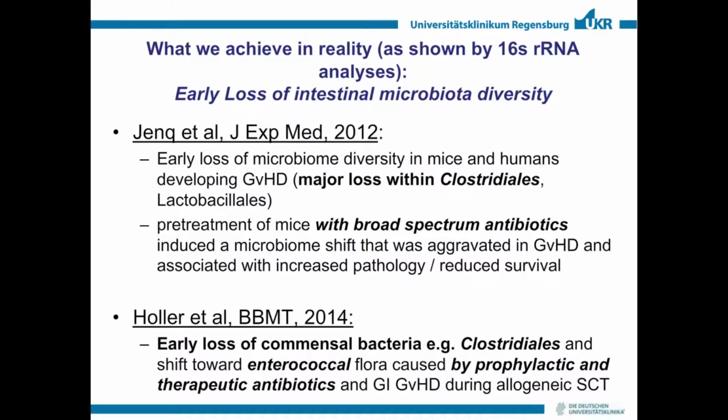We also performed a series of microbiota analyses in 31 patients, and again we observed the early loss of the commensal bacteria, especially from the Clostridiales group. And in our setting, we saw a strong abundance, in some patients even 100% abundance, of enterococci, which was caused by the prophylactic and therapeutic antibiotics, and was even worse in the presence of gastrointestinal GVHD.